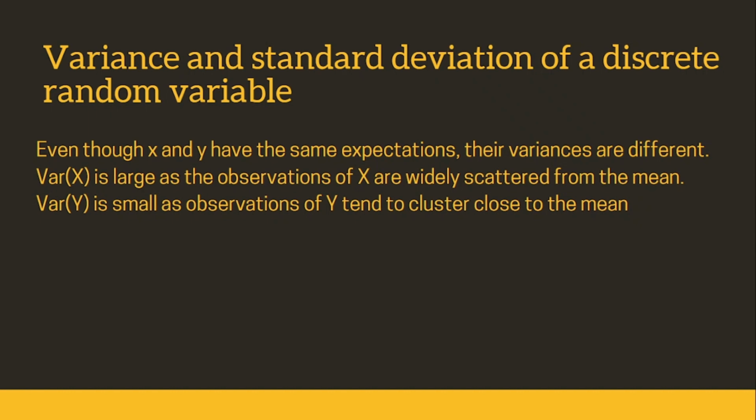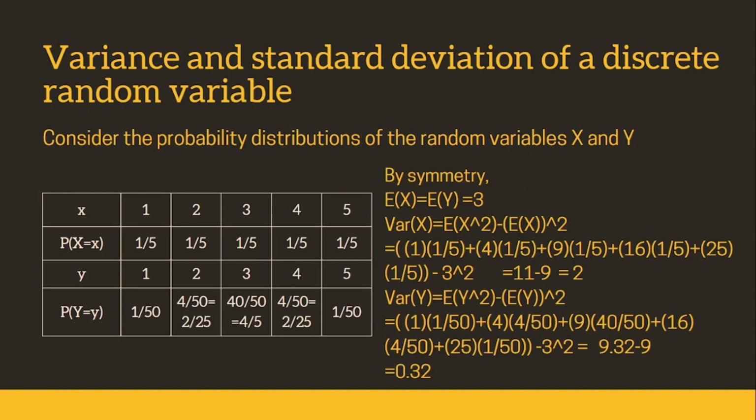This is because the variance of x is large, as the observations of x are widely scattered from the mean, whereas the variance of y is small, as observations of y tend to cluster close to the mean. It's because the probability of P(Y = 3) is 4 over 5, which is quite significant, whereas the probabilities of P(Y = 1) or P(Y = 5) are quite minuscule in comparison.